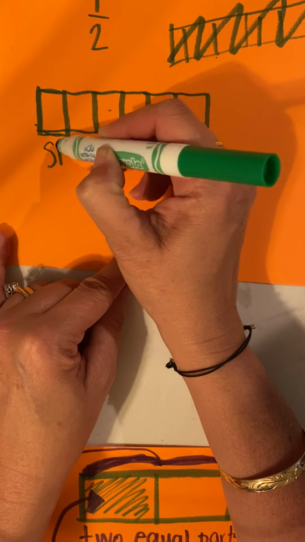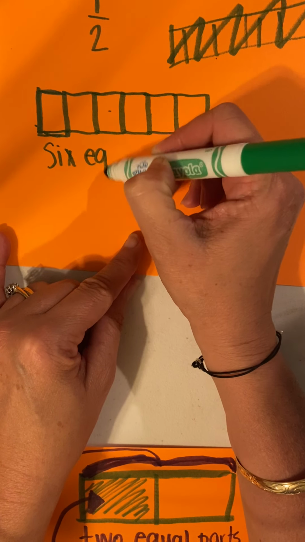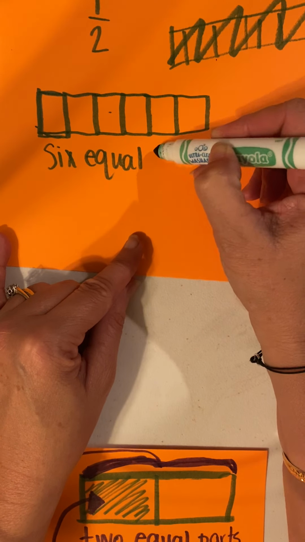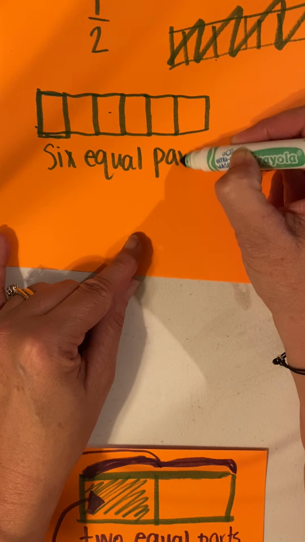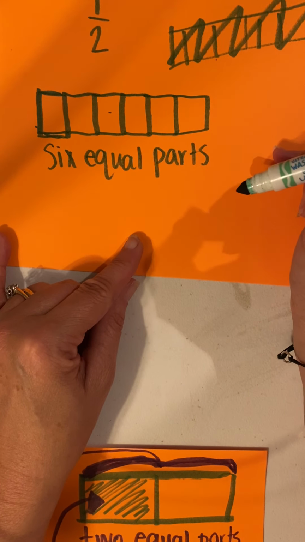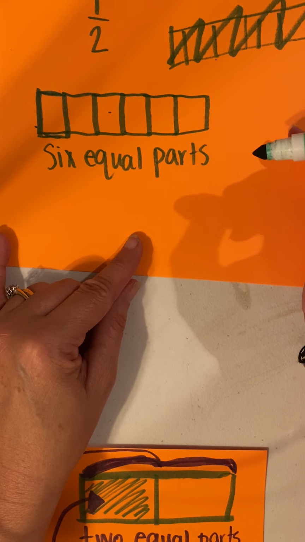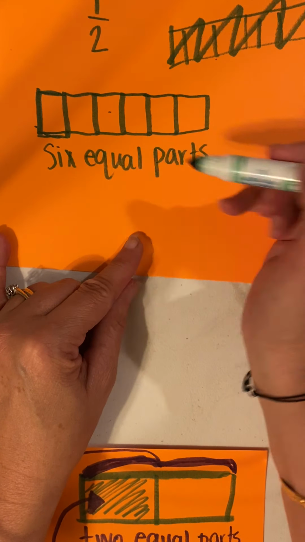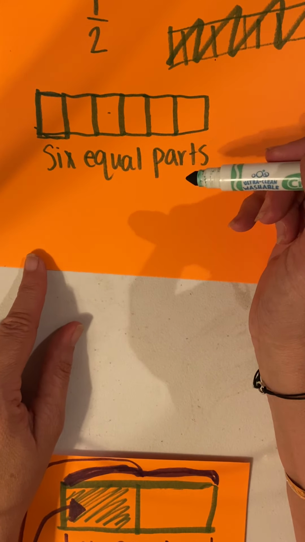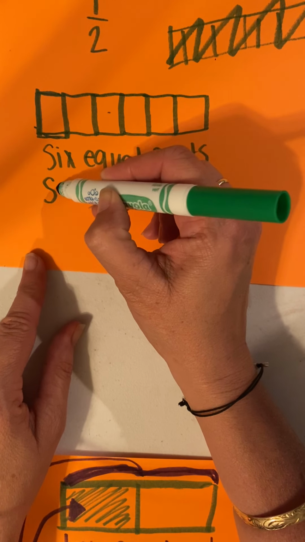This has 6 equal pieces or parts. What is the fraction word for 6 equal parts? What fraction word do we use for 6? 6.